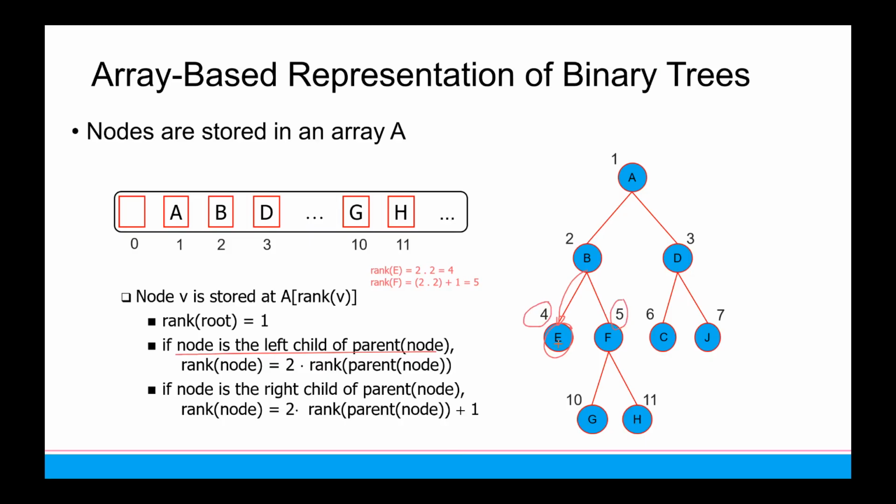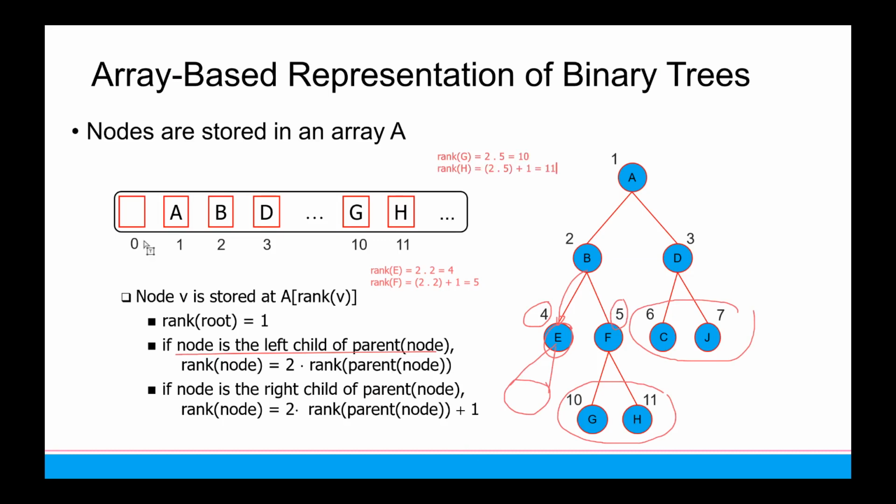Now, what about the children of E? Nothing. C and D, you can get this one. And then G and H, let's see. The rank of G will be 2 multiplied by the rank of F, which is 5, so it will be 10. And the rank of H will be 2 multiplied by 5, plus 1, which is 11.